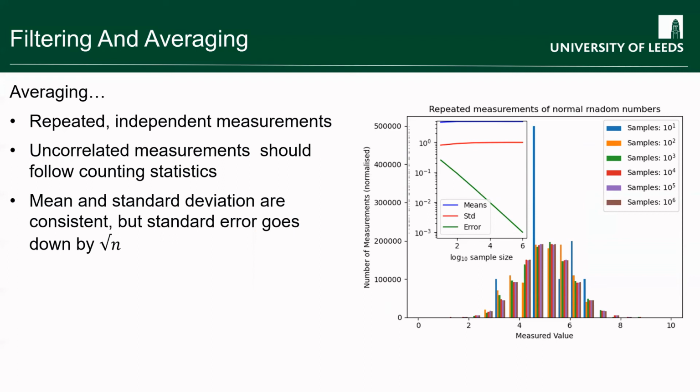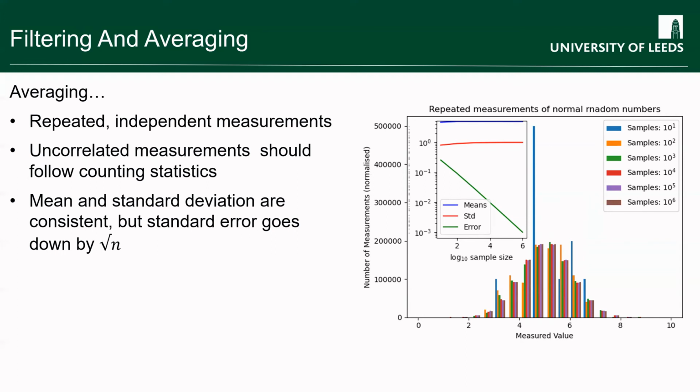If you do have uncorrelated measurements, then they should follow counting statistics. That means if you repeat a measurement many, many times over, you'll find that the mean and the standard deviation should be consistent, but the standard error in your mean, in other words what you quote as your uncertainty, should scale as the standard deviation divided by the square root of the number of samples, and that will go down the more samples you take. But of course, because it's going down as the square root of the number of samples, in order to make a 10-fold improvement in your uncertainty, you have to take 100 times longer.